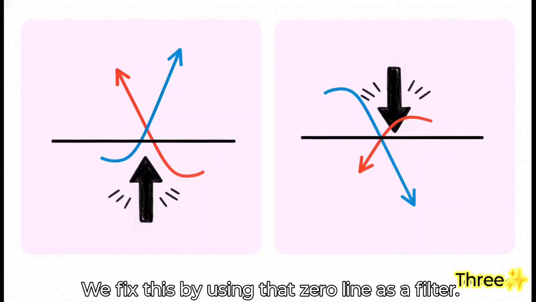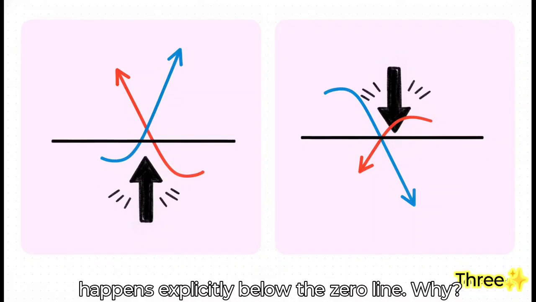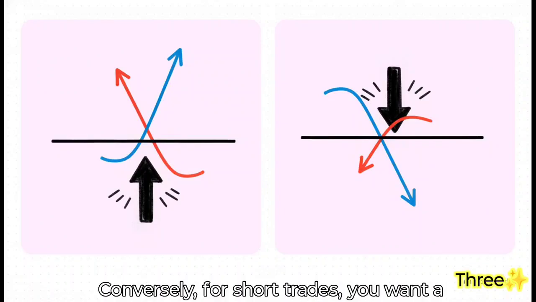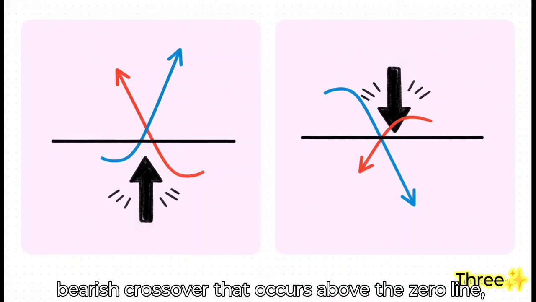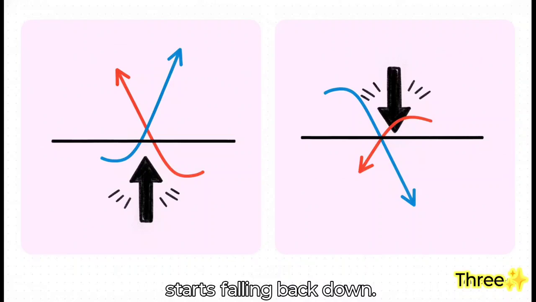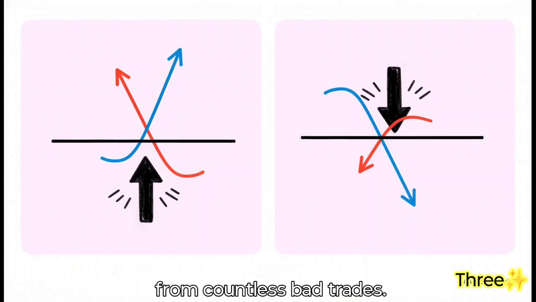Context. We fix this by using that zero line as a filter. If you're looking for long trades, don't just take any random bullish crossover. You want to see a bullish crossover that happens explicitly below the zero line. Why? Because you're catching the momentum as it aggressively swings back up toward the center. It's like a coiled spring. Conversely, for short trades, you want a bearish crossover that occurs above the zero line, catching that upward exhaustion right as it starts falling back down. I promise you, this single filter will save you from countless bad trades.